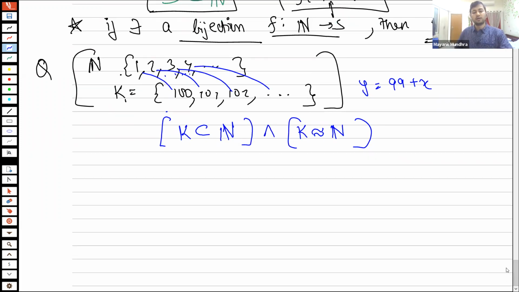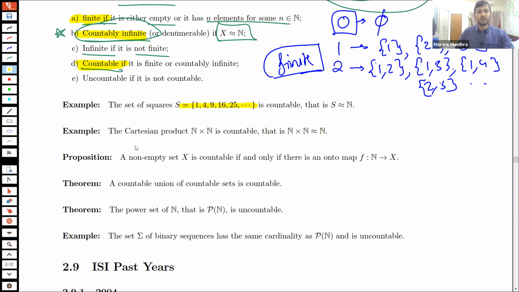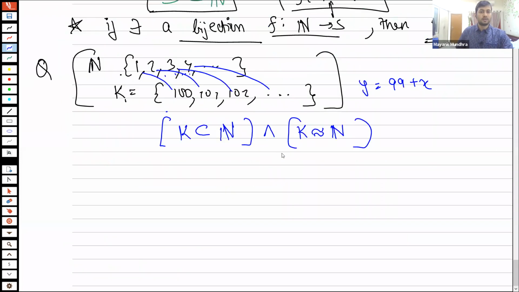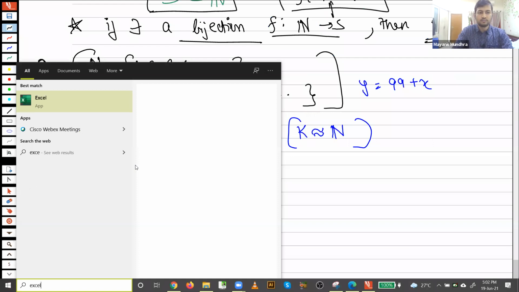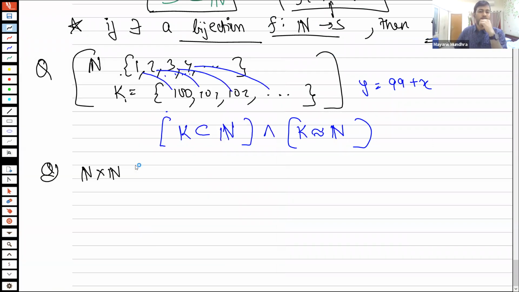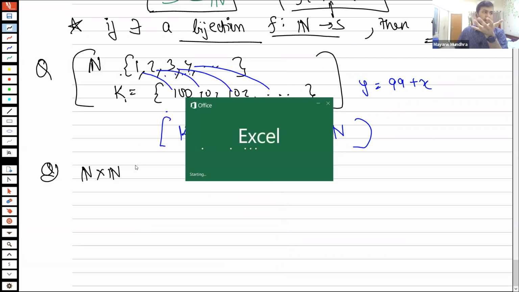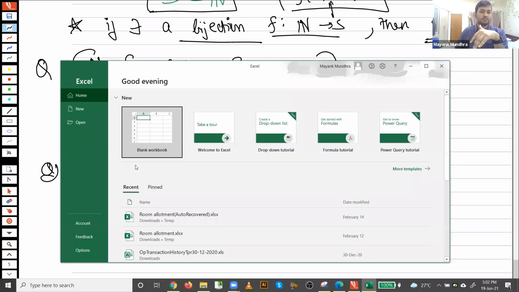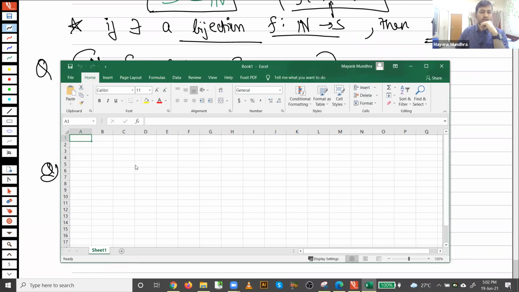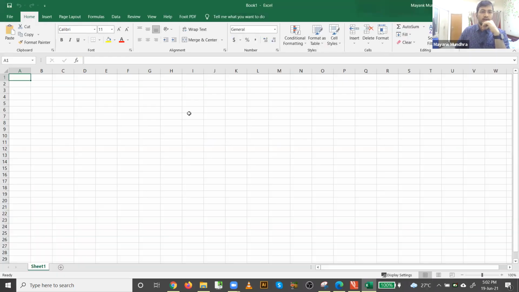All right. Now let us look at some other sets. The Cartesian product N cross N is countable. So what is the Cartesian product N cross N? It is like an Excel sheet. So if I open Excel for you, an Excel sheet is basically a Cartesian product of rows and columns, right? So this is basically N cross N.